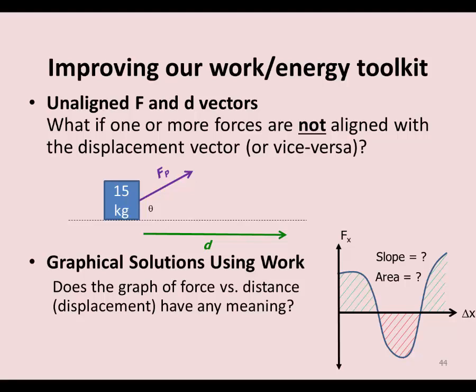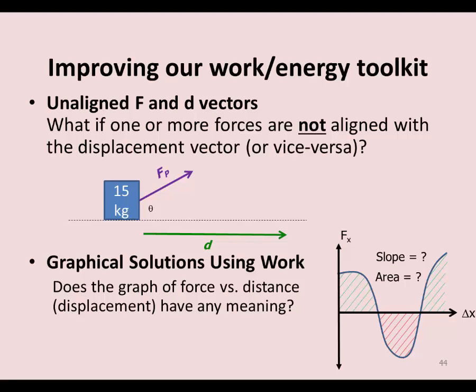Well, what happens if there's an angle between the two? It doesn't matter where the angle is. It could be some crazy angle between the two. One could be horizontal, one could be vertical, whatever. We need a way to handle that general idea of having an angle between the two vectors.